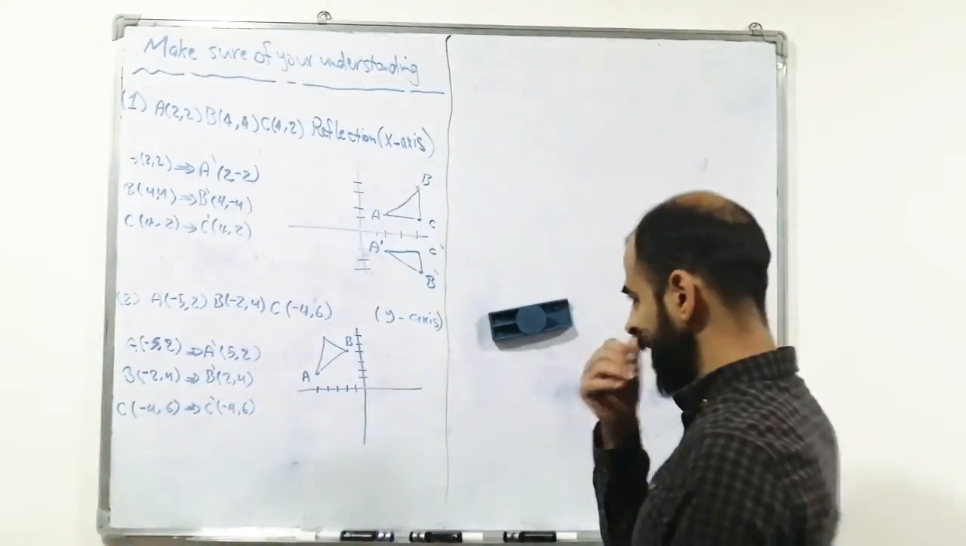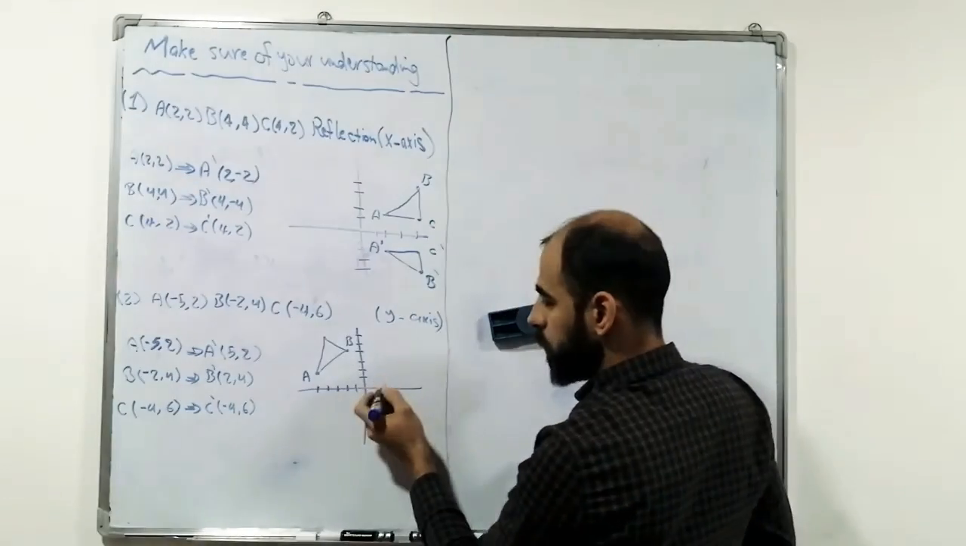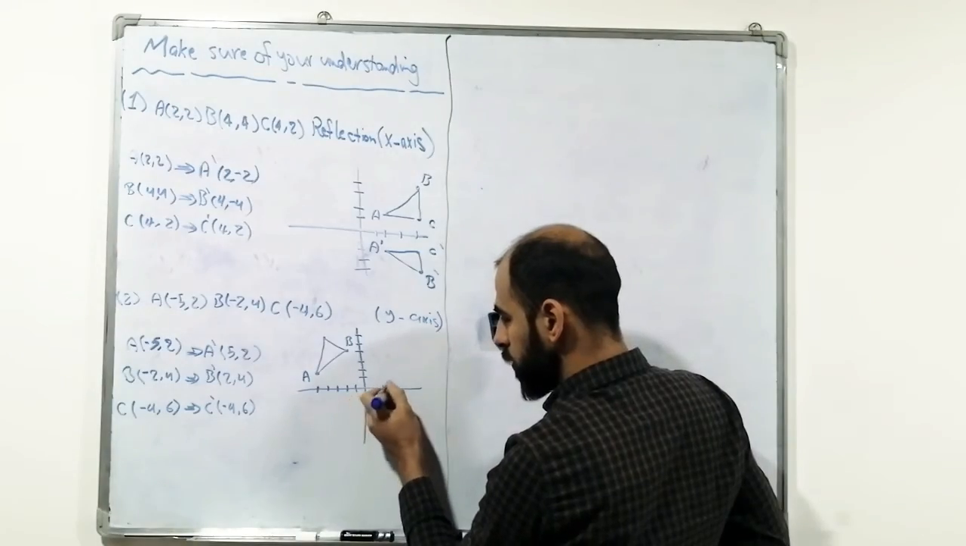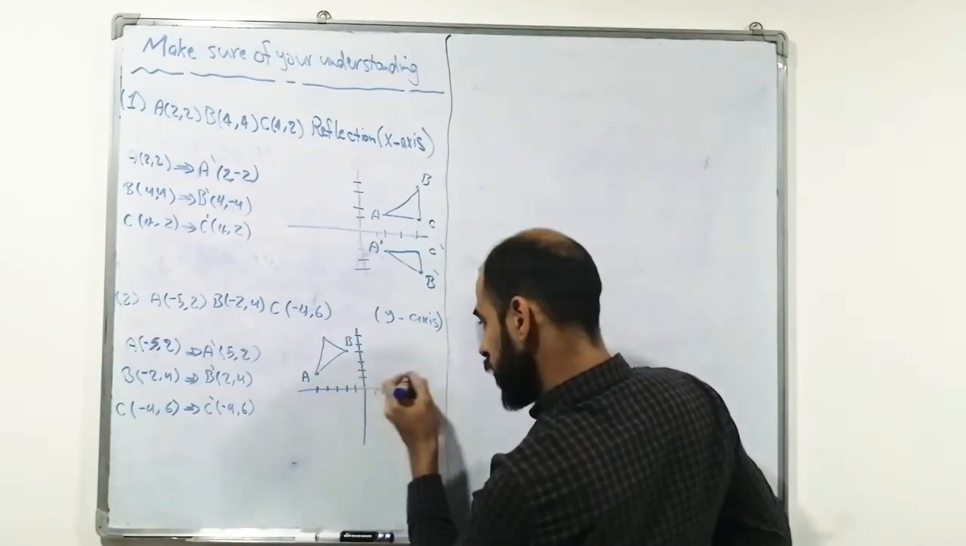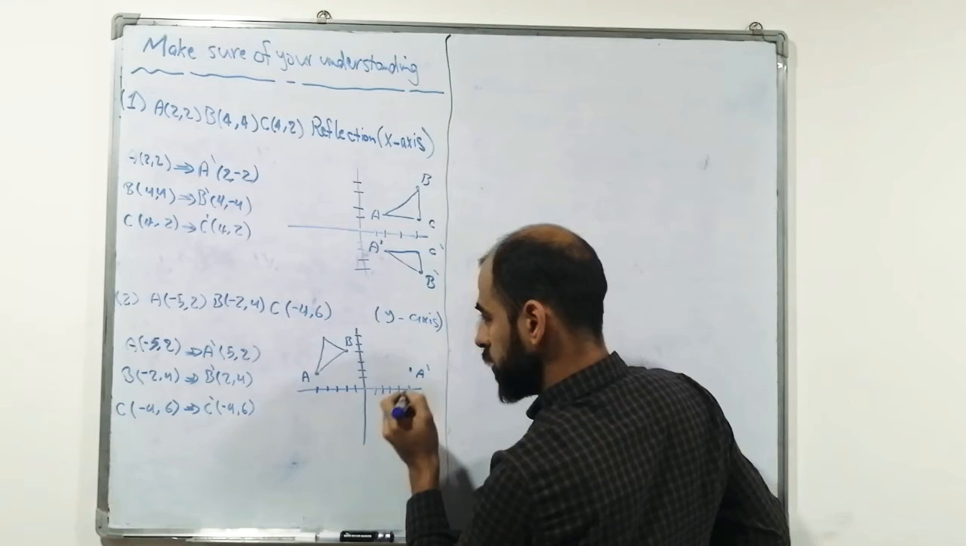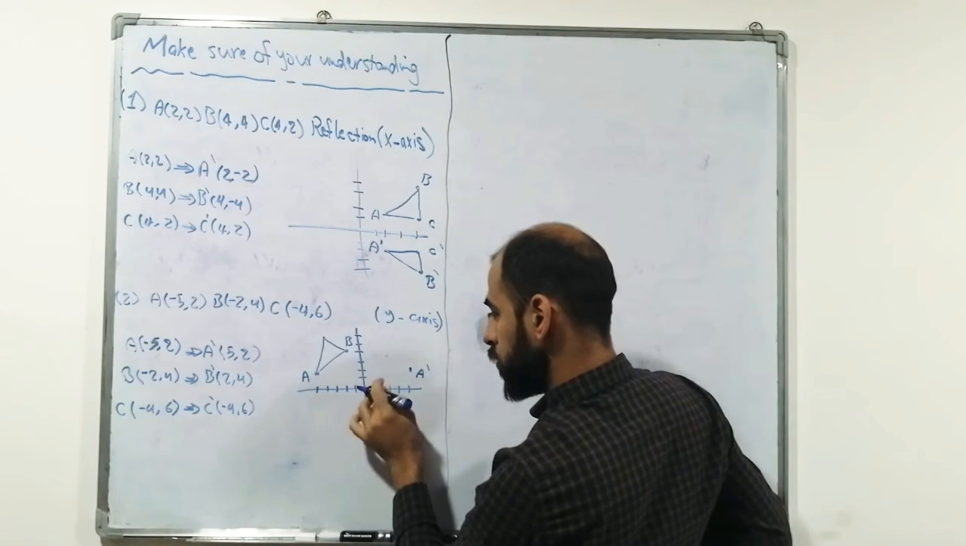Now determine the point 5, 2: 1, 2, 3, 4, 5. That's A dash. B dash (2, 4).